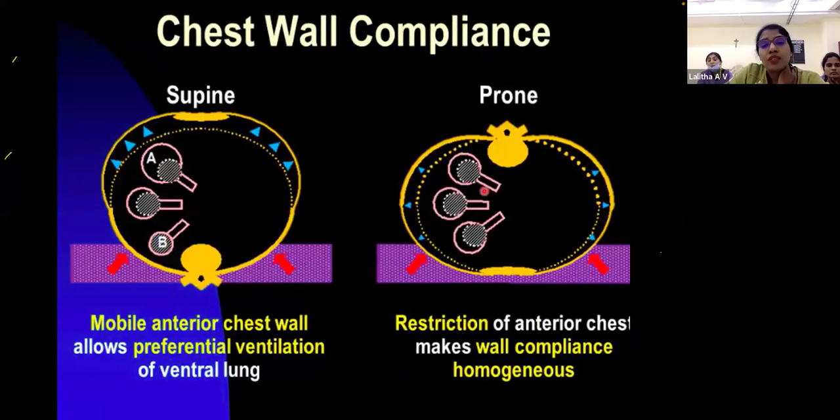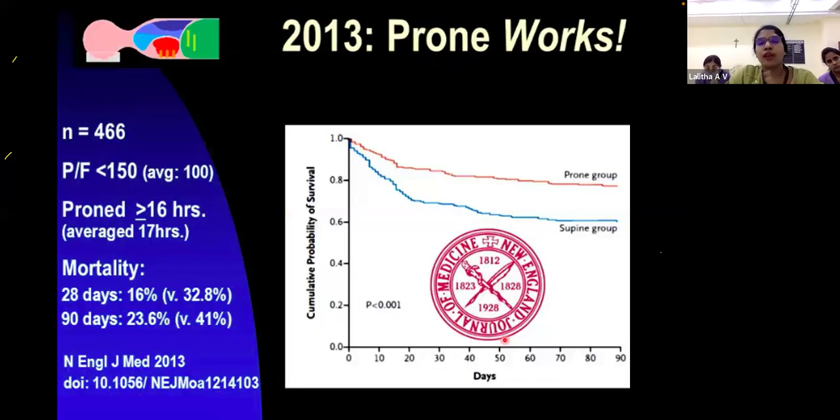And the chest compliance also, in the supine position, the mobile anterior chest wall allows preferential ventilation. Whereas in prone position, the restriction of the anterior chest wall is almost taken away, making it homogeneous. Remember in ARDS, as I said, you should push them to homogeneity. The lungs are all heterogeneous, so we may have to make it homogeneous by doing all these strategies.